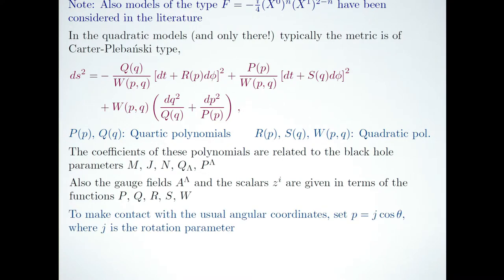And well, if you want to make contact with the usual angular coordinate, you can think of Q as a radial coordinate and P as an angular coordinate. And if you set P equal to J cosine theta, where J is the rotation parameter, then you get the usual parameterization.